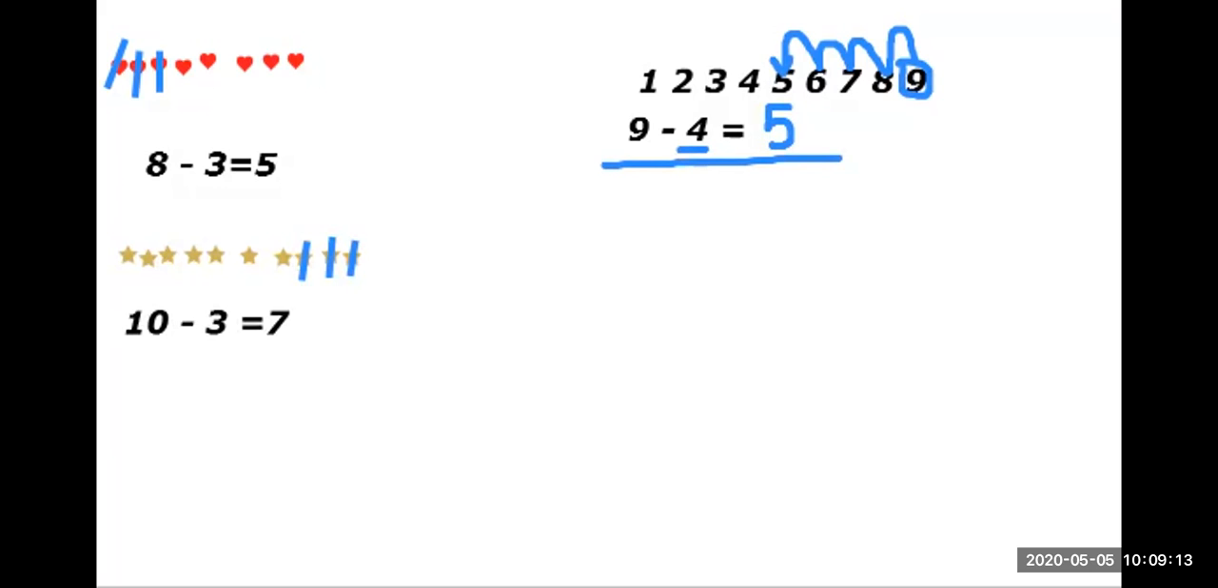Okay, and which method have we used here? We subtracted it by counting back. Which method is this? Counting back. And which method is this? Crossing out method. These both have been done with the crossing out method, and this has been done by counting back. Clear? Yes. Very good.